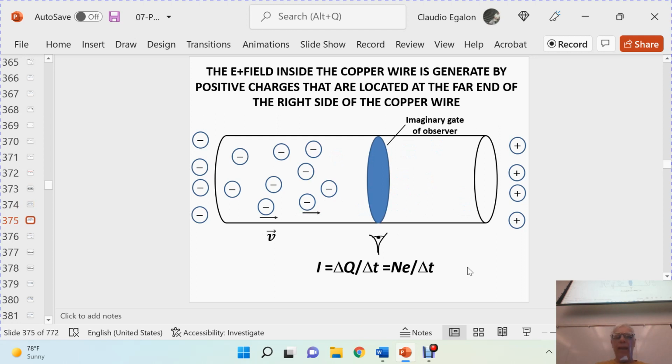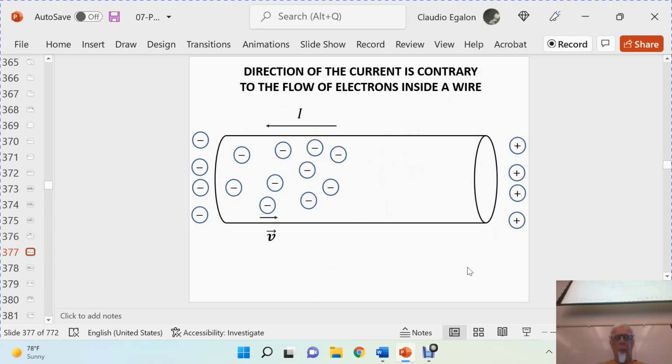Okay, and we can define an electric current by dividing the amount of charge per unit of time. Okay. What else do you have to know?